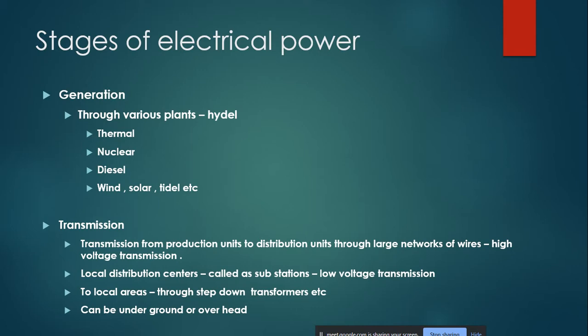Once this transmission is completed, whichever town, village, area or industry requires this electrical power, since it is high voltage, they will step it down. Stepping down is basically reducing the voltage. These local distribution centers are called substations. It's a low voltage transmission.